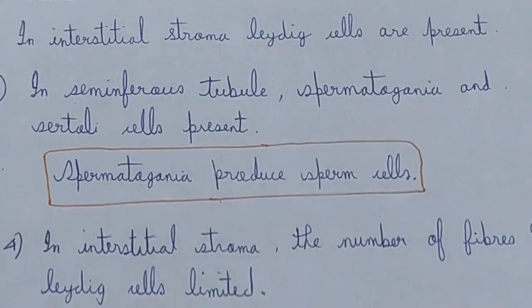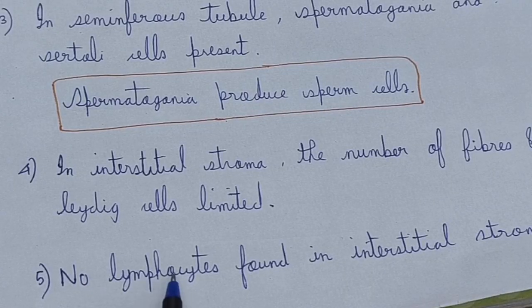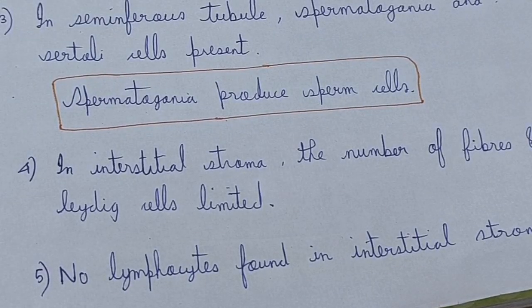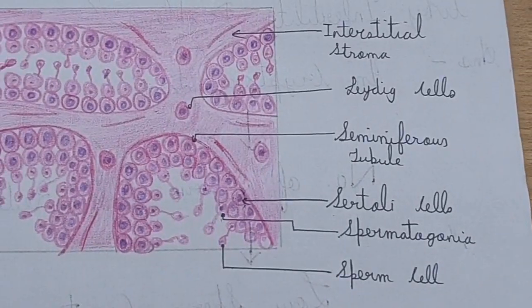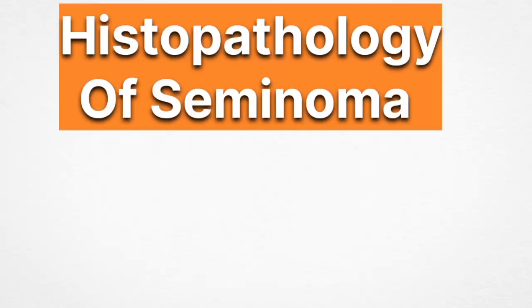And the fourth thing, as I've already mentioned, is that within the interstitial stroma only Leydig cells are found, and other than Leydig cells no lymphocytes are found. No lymphocytes, leukocytes, such types of cells are found. So this is the basic normal information about the histophysiology of testes.